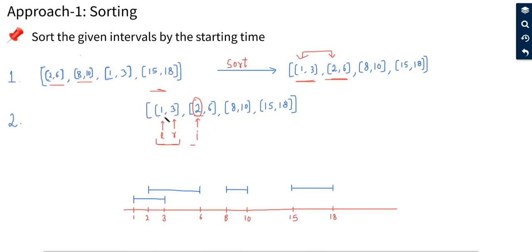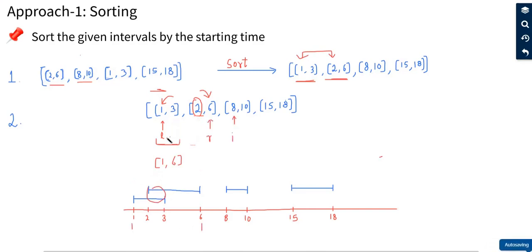How would I combine? Simply, the new interval will have the starting point as 1 and the ending point as 6. So I will combine this interval into 1 and 6. Because you can see that these are overlapping, then this portion can be combined to give a single interval starting from 1 ending at 6.